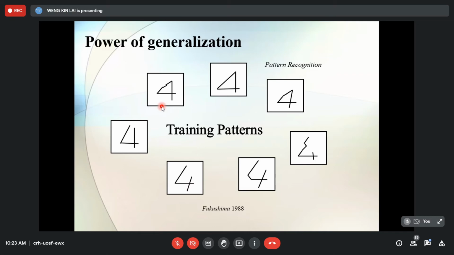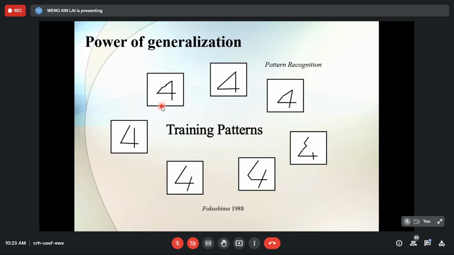You never train the network to recognize this number shifted to the bottom left-hand side. I suppose if you shift the same number to the top and the bottom here, it will still work. So this was one of the breakthroughs, if I may say so, of his neocognitron in 1988.